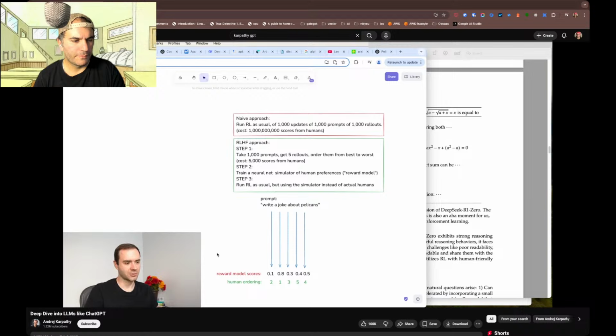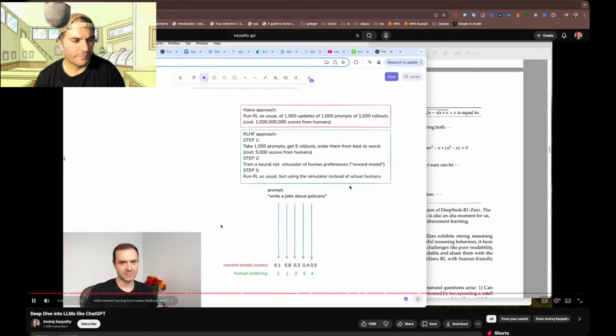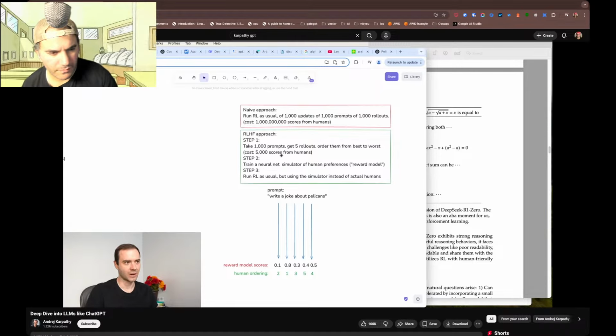So let me show you a cartoon diagram a little bit of what this process looks like. Although the details are not super important, it's just the core idea of how this works.